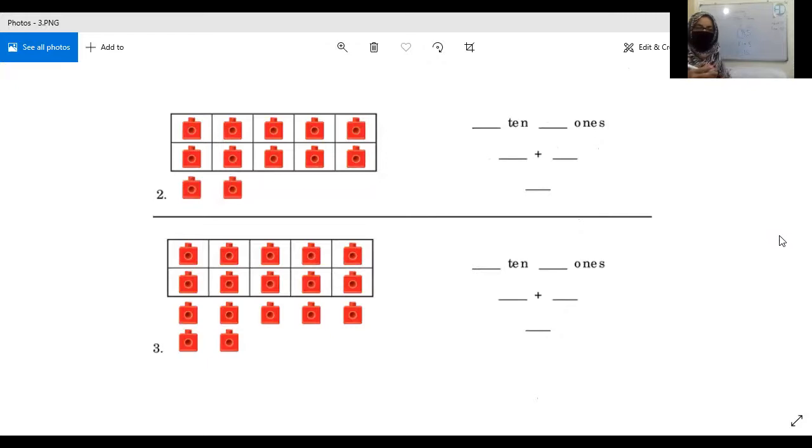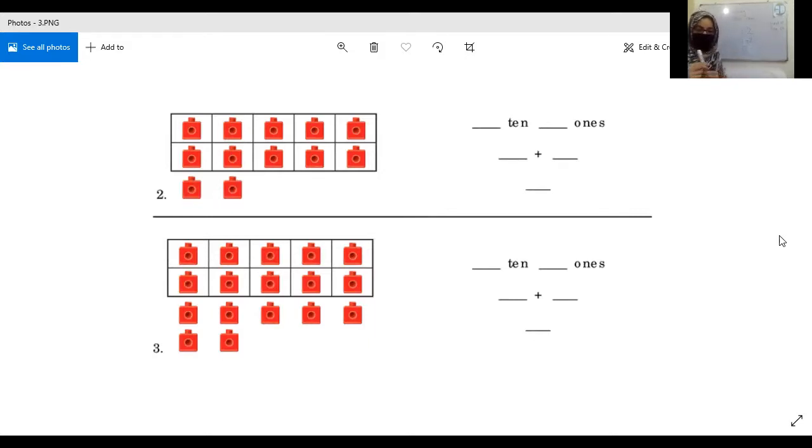How many tens are there in the second one? Only 1 ten. Excellent. And how many ones are there? Only 2 ones. Excellent. So this means that the number is, what is the number? The number is 12, right? So 1 ten means 10 and 2 ones means 2 and the answer would be 12. Excellent.